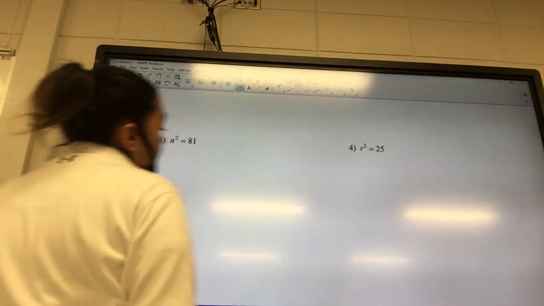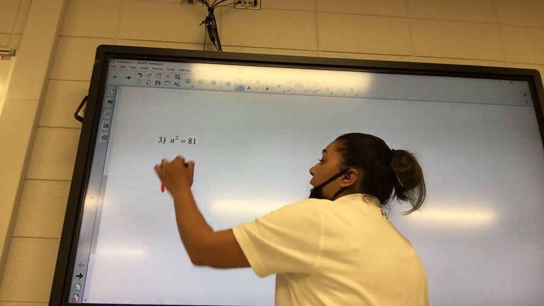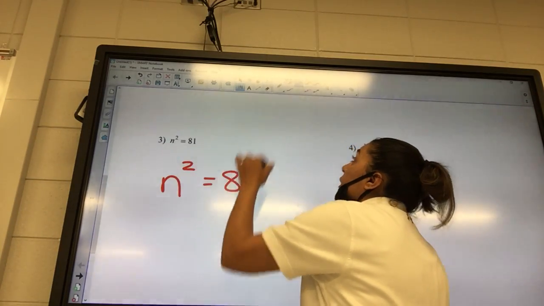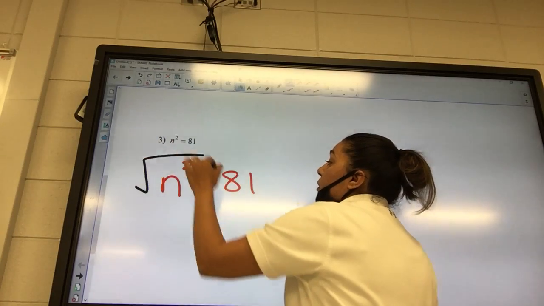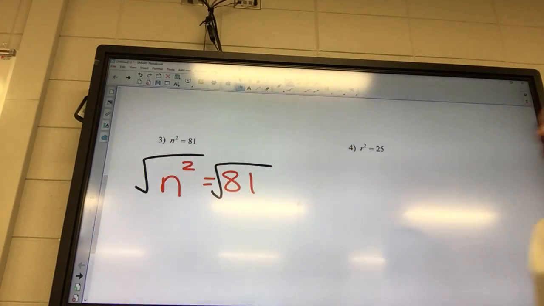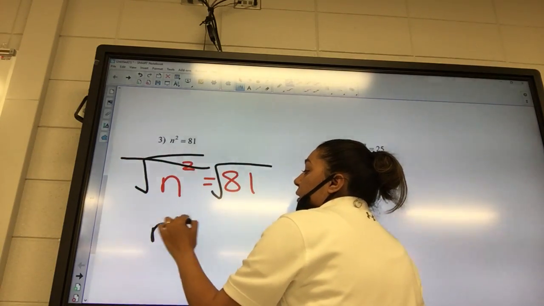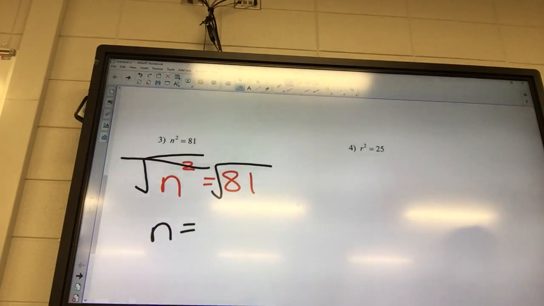Okay, so look at 3. Is there anything else with the n squared? No. And so it's already ready to be square rooted. So we got n squared equals 81, and so we can square root both sides. The house and that 2 cancel, and so you're left with n on this side. What is the square root of 81?